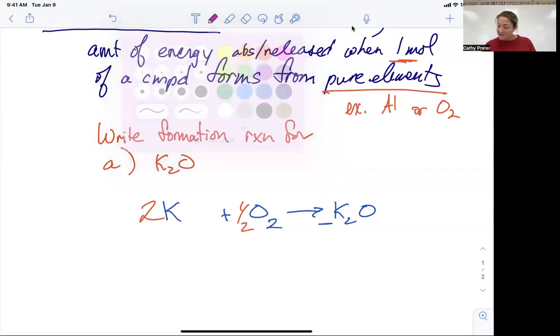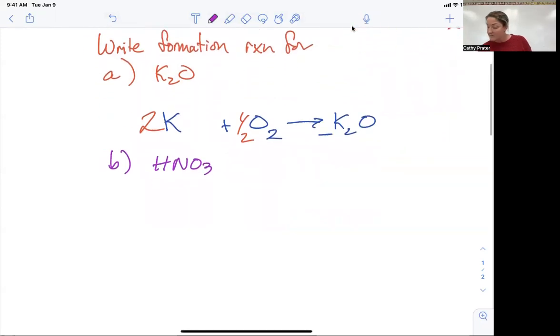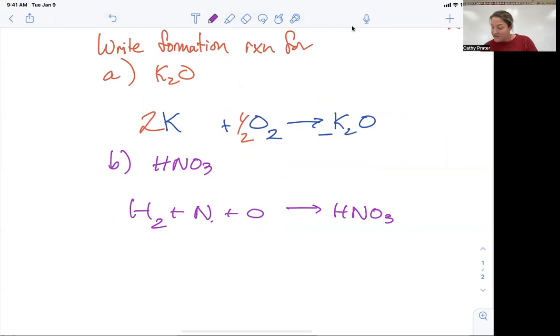I'll show you another example. Let's say I'm writing it for HNO3. HNO3 is my product. I have 3 elements here: H, N, and O. Diatomic, diatomic, diatomic. Balancing, I'm going to need a 1/2, a 1/2, and a 3/2.